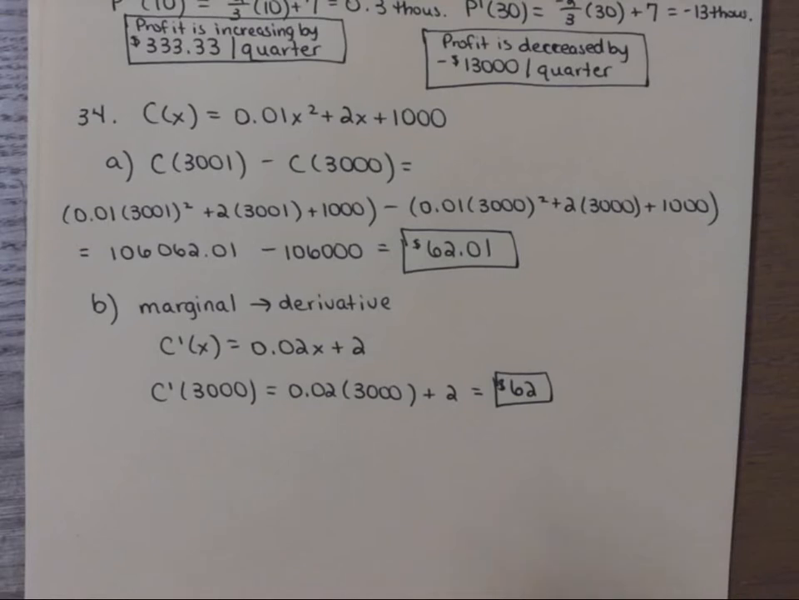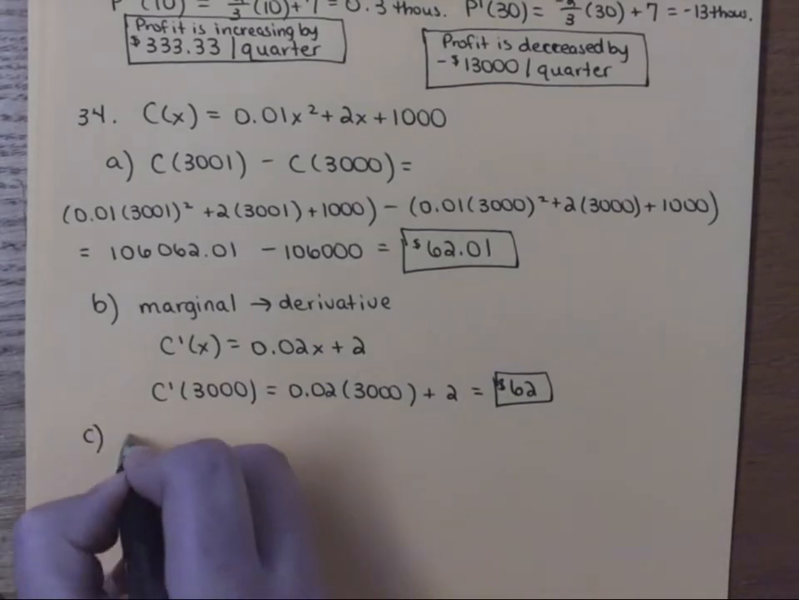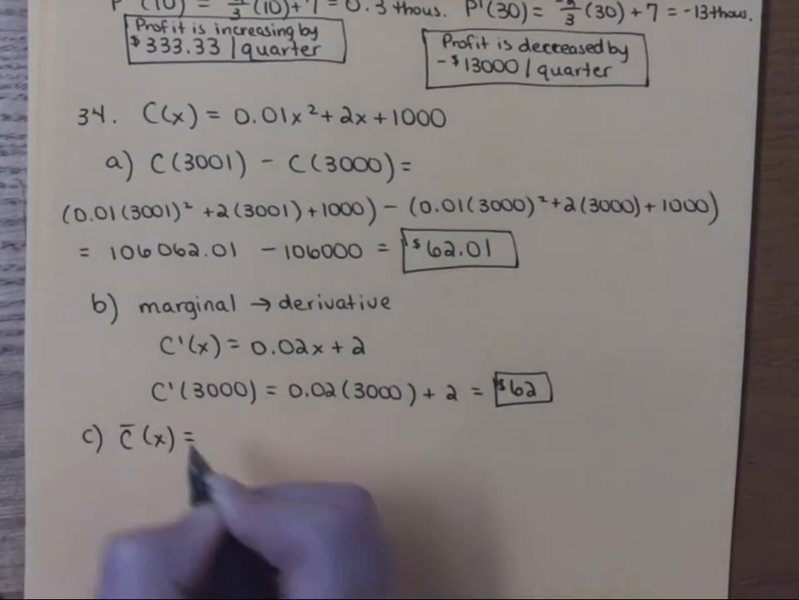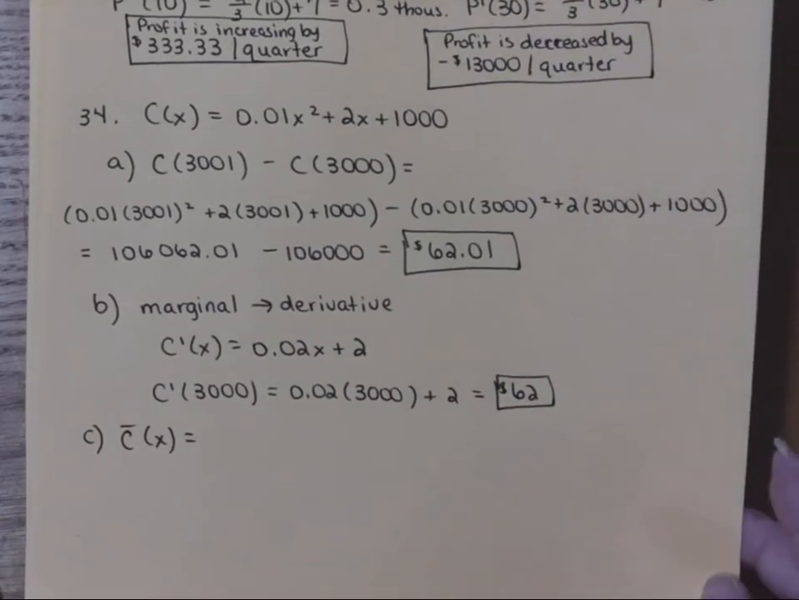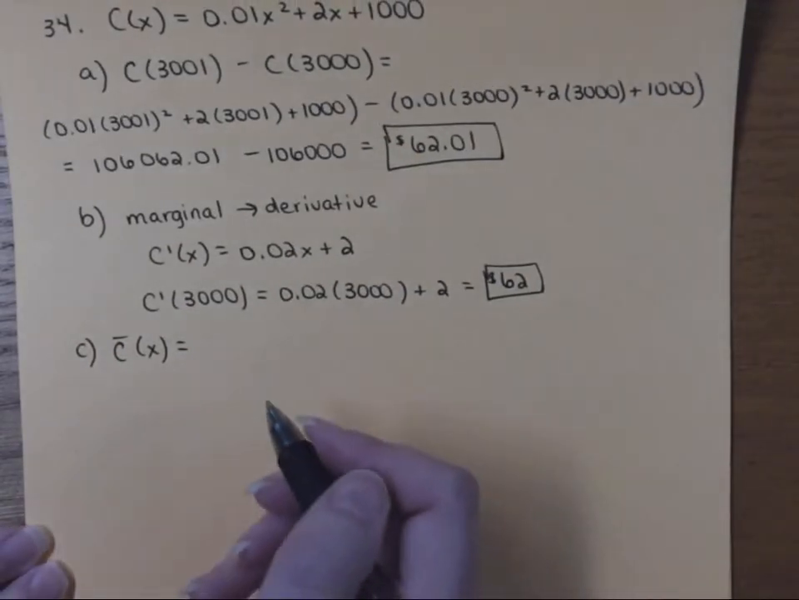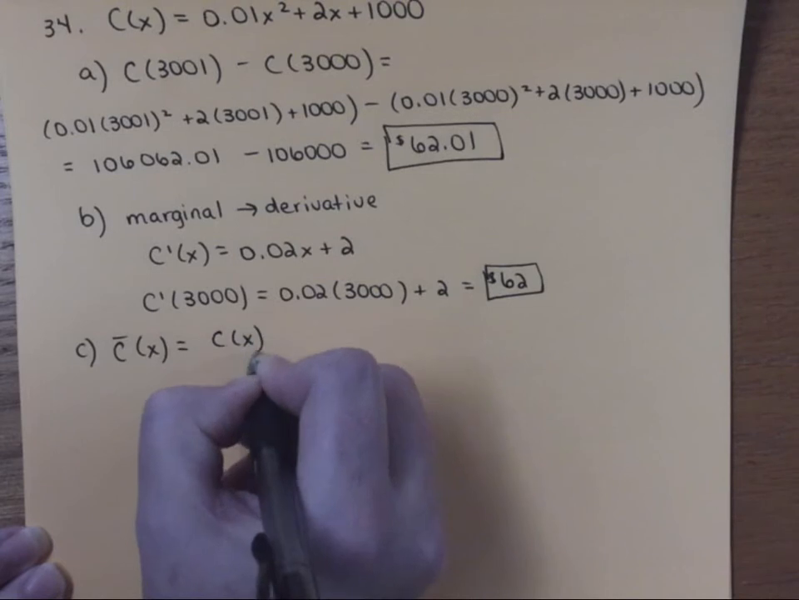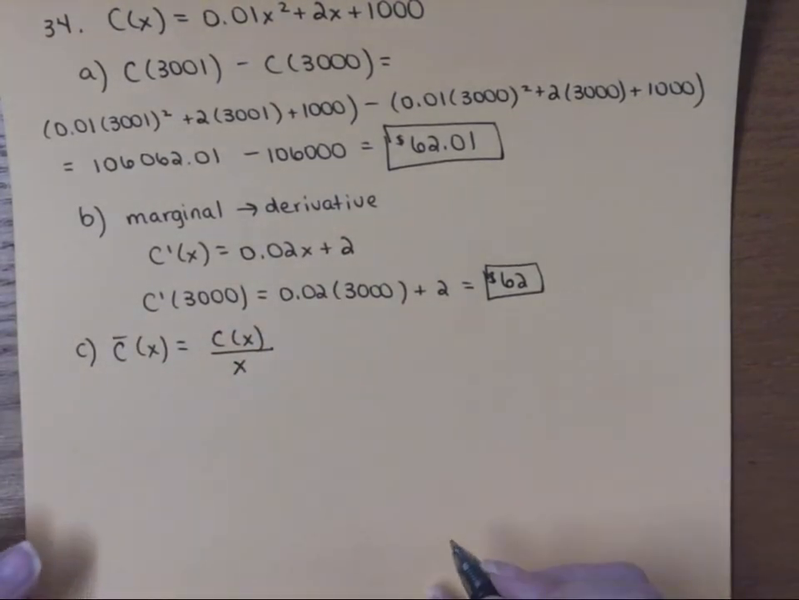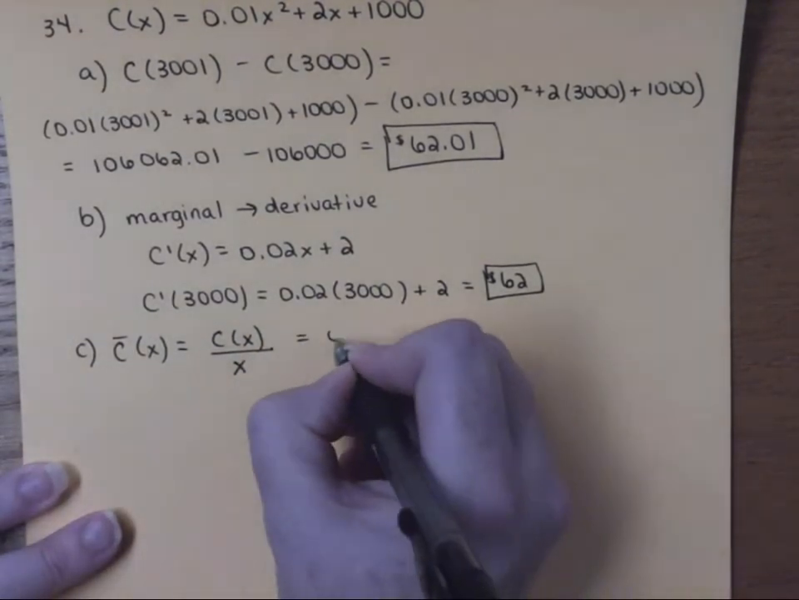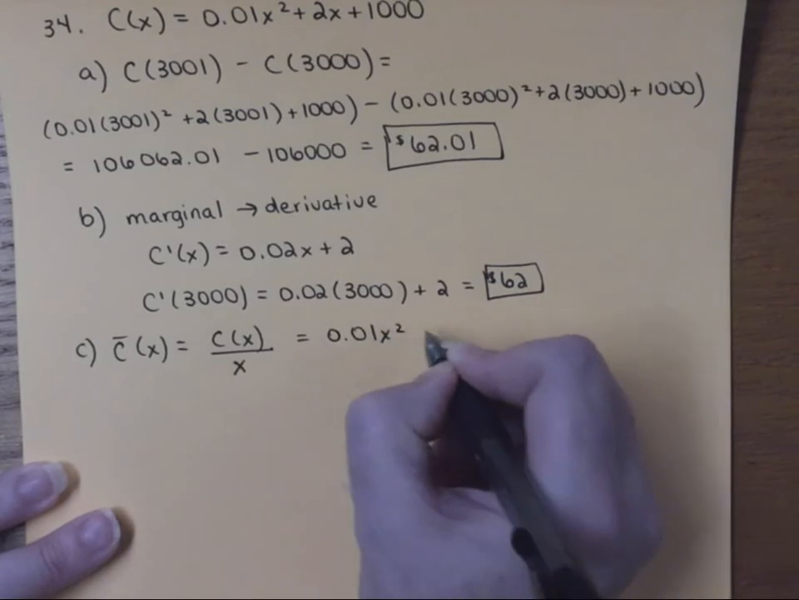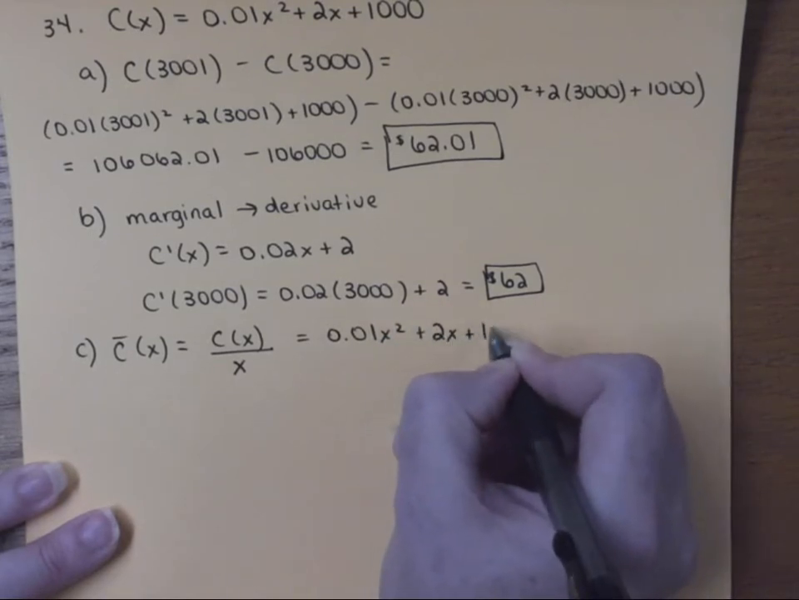And then last but not least, find the average cost function. So remember that looked like C bar. And then the average cost of the first 3,000 units. Okay, so C bar, remember the formula for that is take the cost function and divide it by x. So as far as the function goes, we can just write it like this if we want.